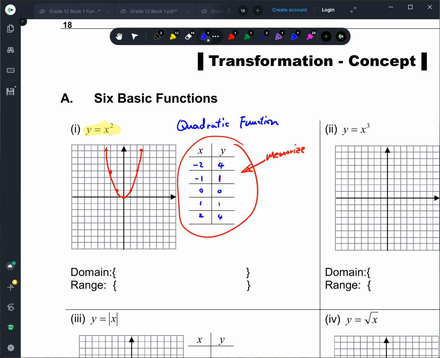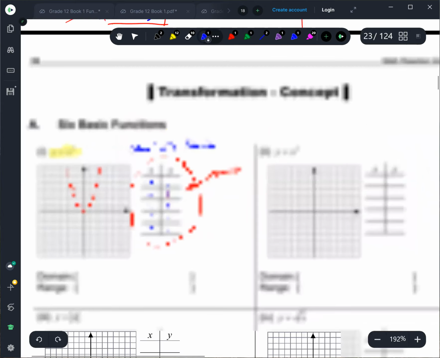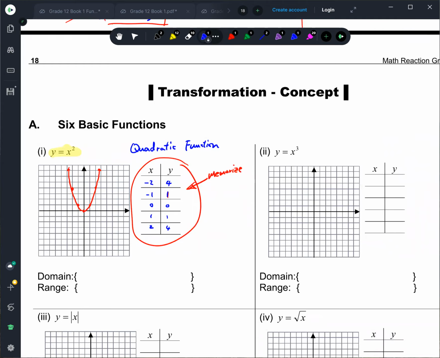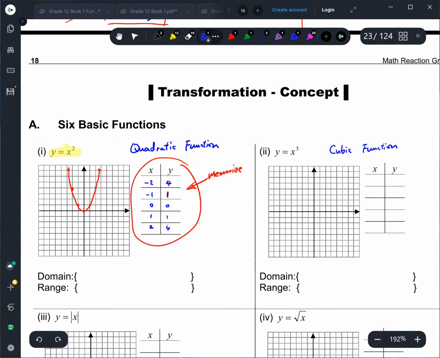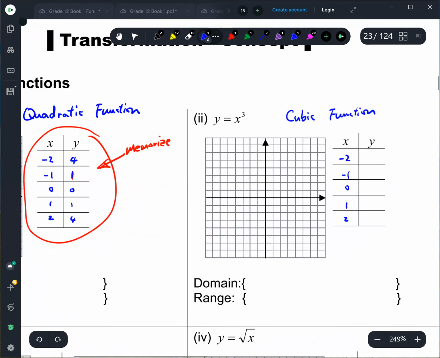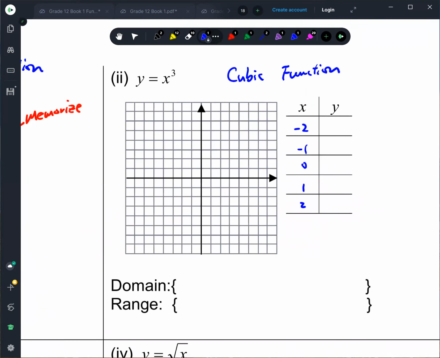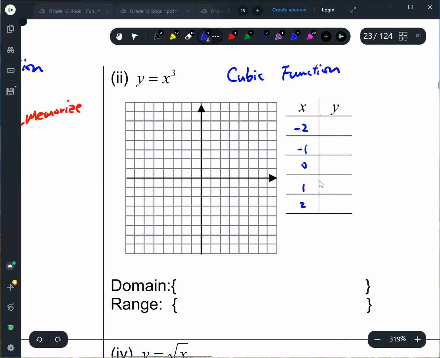Okay, so the second one, you have a cubic, right? x to the cube. So instead of square, we have cube. So we call that a cubic function. Okay, very straightforward, cubic function. The x values, once again, are the same, -2, -1, 0, 1, 2. Easy to remember, right? So also memorize the x for this one. Okay, so please complete the table one more time and raise your hand, okay? Finish the graph.